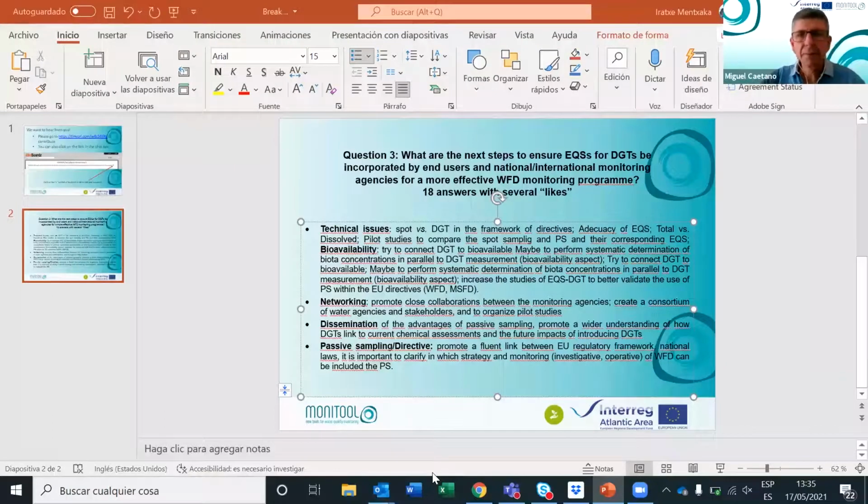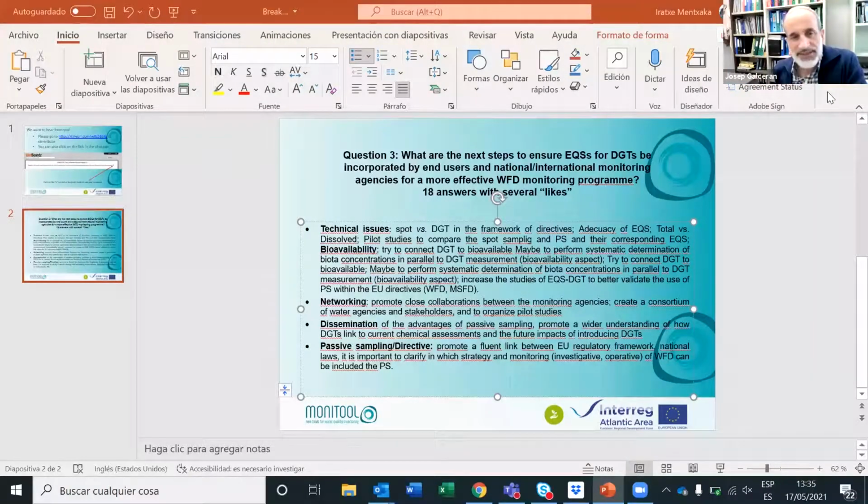I would like to say here that perhaps we should ask for DGT to be a complementary technique to the dissolved total concentration, not a replacement. Perhaps at least at the beginning, it could be just as a complement giving more information. With the two values, you have more information, and perhaps this could be a way of convincing the policymakers to consider this passive sampling. Thank you.